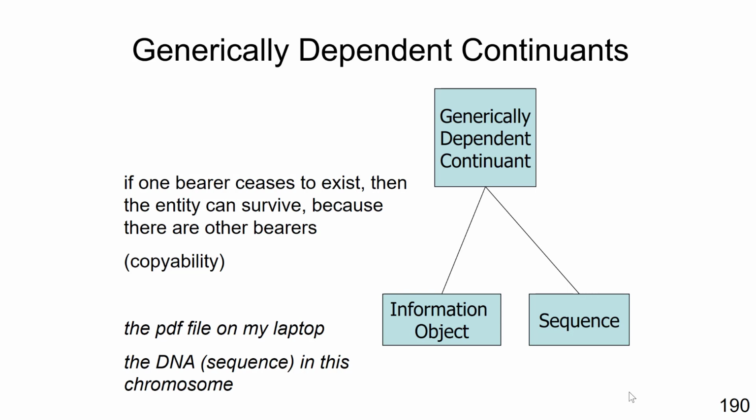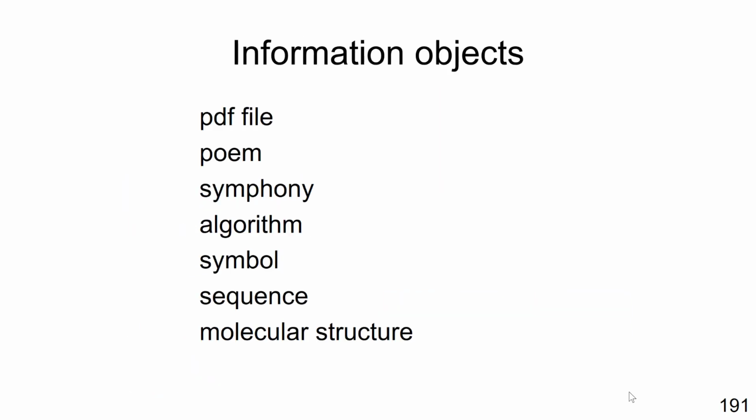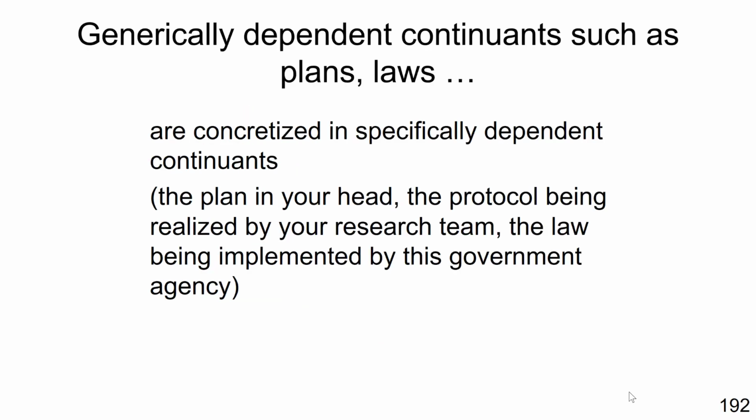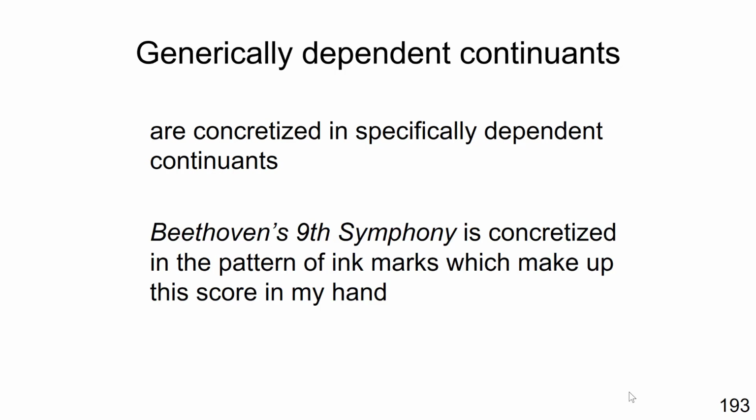And so this is a list of examples of information objects which have this feature. And plans, laws are information objects which have this feature. Plans in your head, the protocol that your research team is realizing, and so forth. And the score of Beethoven's Ninth Symphony is an information object. It can exist either as a paper document, which is a material information object, or it can be a body of content, a set of instructions, and then it's a generically dependent continuant. It's a pattern of instructions.